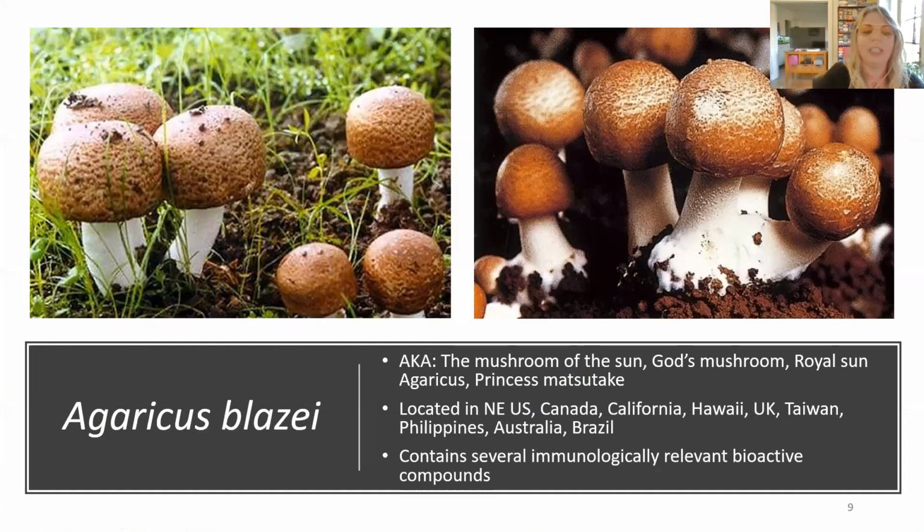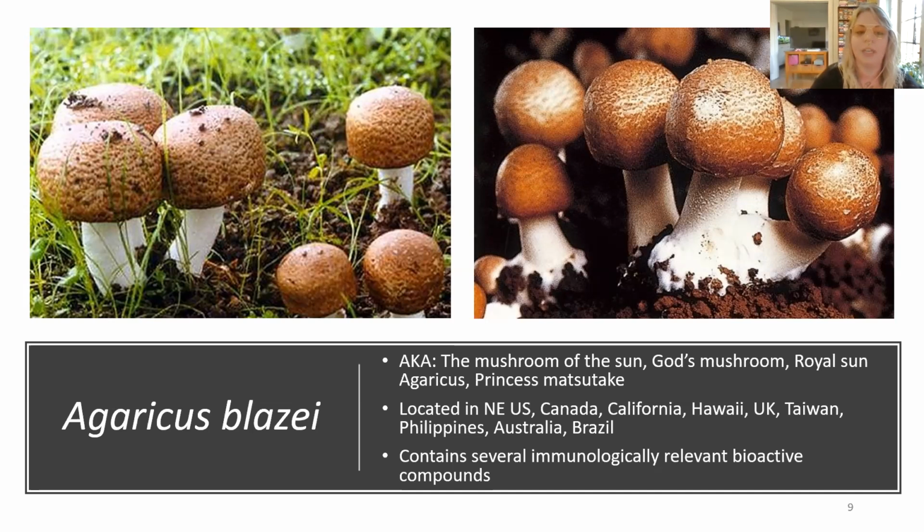So the first mushroom we're going to be looking into is Agaricus blazei. It has a number of common names, such as mushroom of the sun, God's mushroom, royal sun agaricus, and Princess matsutake. It can be found in the northeastern US, in Canada, California, Hawaii, the UK, Taiwan, the Philippines, Brazil, and Australia.